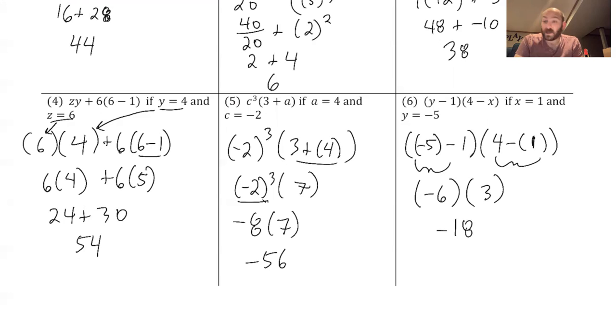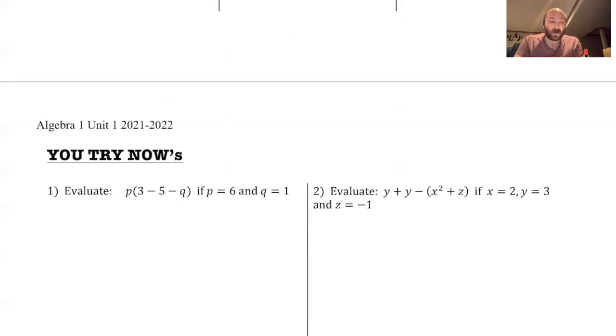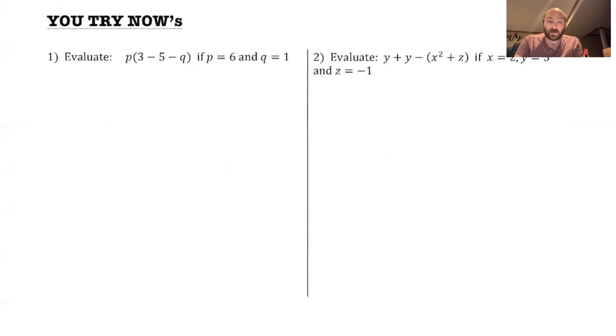All right, so that's it for 1A day 3. The evaluation step is just going to add one more to our order of operations. We're going to take numbers that are representing our variables and plug them into those expressions. And then we just multiply it out, add them, do all these different operations there. So go ahead, give these a try.